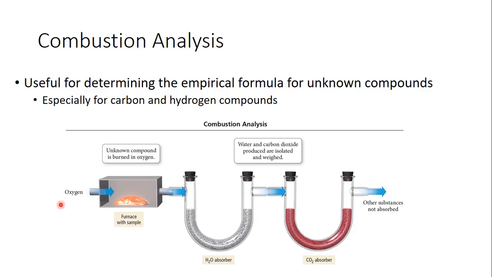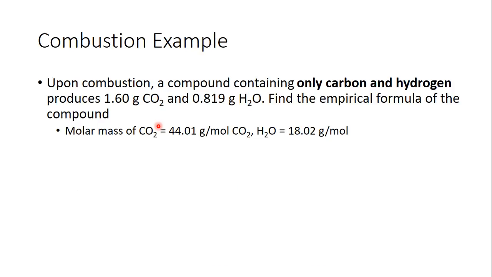Alright, so one of the ways you can do this in the lab is through combustion analysis. That is, you take your compound and you just blow it up, and then you measure the amount of H2O and CO2 that was absorbed. And this is really good for carbon, hydrogen, and oxygen compounds. So let's look at how we would actually do a calculation using combustion analysis.